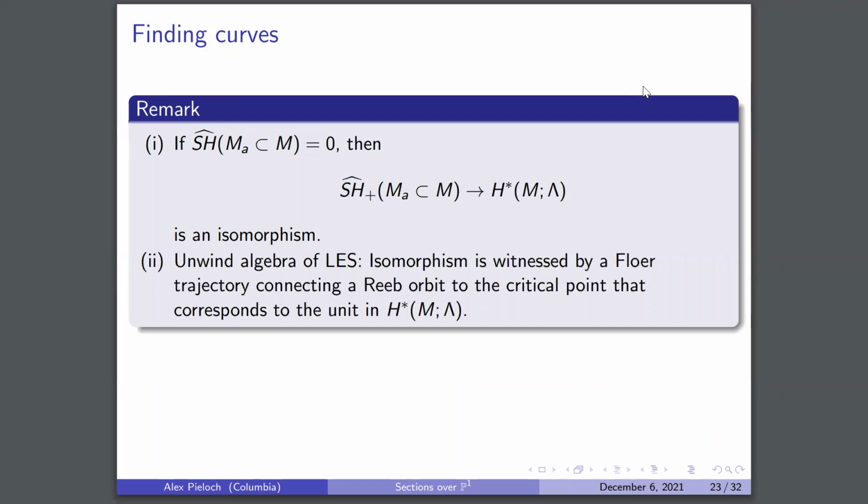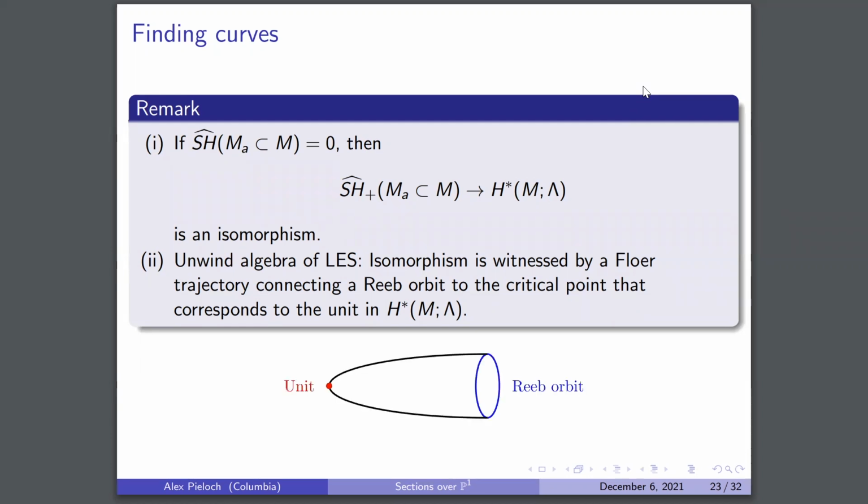Okay, so if we unwind all of the algebra that's involved in writing down this long exact sequence, you see that this isomorphism is witnessed by Floer trajectories that wrap around wave orbits at the positive end and asymptote at their negative ends to the associated critical points that are giving generators for the cohomology. So in particular, we get some Floer trajectory that starts at a wave orbit and hits the unit inside of cohomology. So the unit is represented by an index 0 critical point of our choice of Morse function.